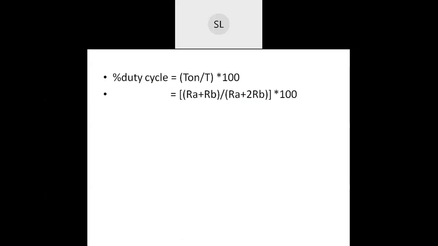Okay. Now, the most important concept here is the duty cycle. The duty cycle is the ratio of the time during which the output remains high to the total time period of the output signal. So it is given as T on divided by capital T, that is the total time period, which is the sum of the on period and the off period.